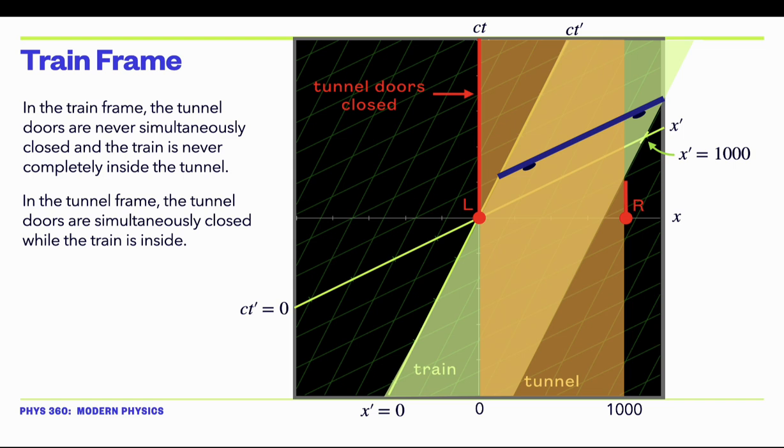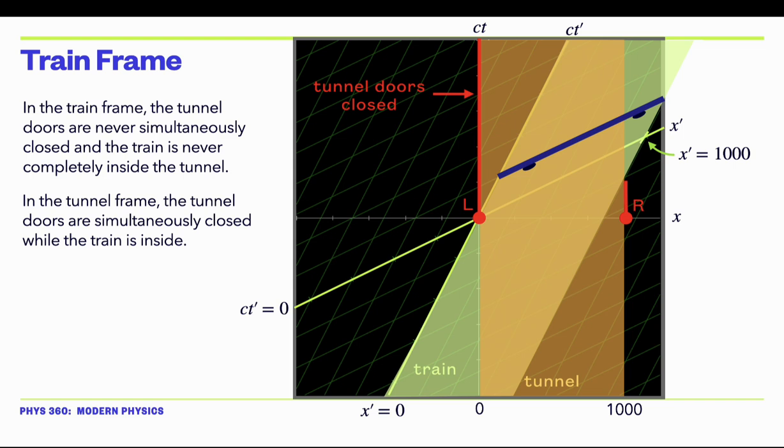So to recap, in the train frame, the tunnel doors are never simultaneously closed, and the train is never completely inside the tunnel. In the tunnel frame, the tunnel doors are simultaneously closed while the train is inside. And this is an illustration of the relativity of simultaneity. Things that appear simultaneous in one reference frame, such as closing the doors to the tunnel, aren't simultaneous in a different reference frame. That is the reference frame of the train itself.